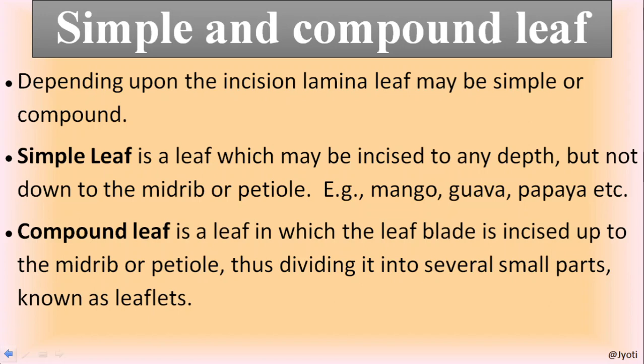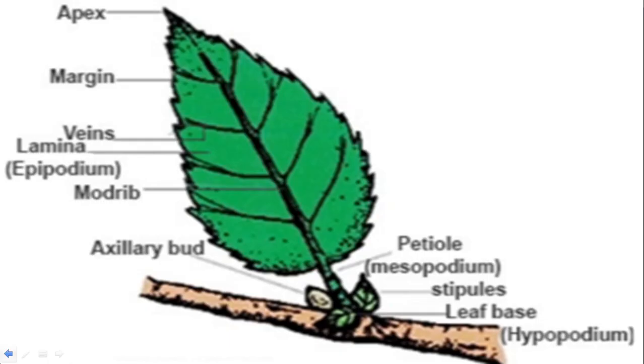Now we'll discuss simple and compound leaf. Depending upon the incision, that means cuts in the lamina, a leaf may be simple or compound. So what is a simple leaf? A simple leaf is a leaf which may be incised to any depth but not down to the midrib or petiole. For example, mango, guava, papaya, etc. Let me show you the picture.